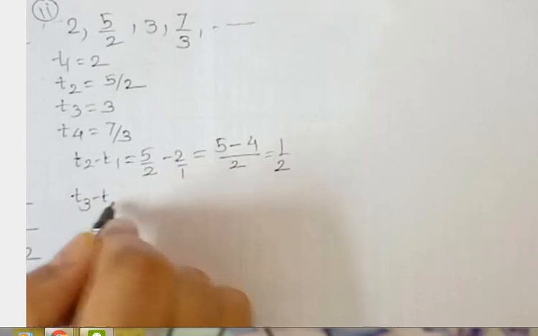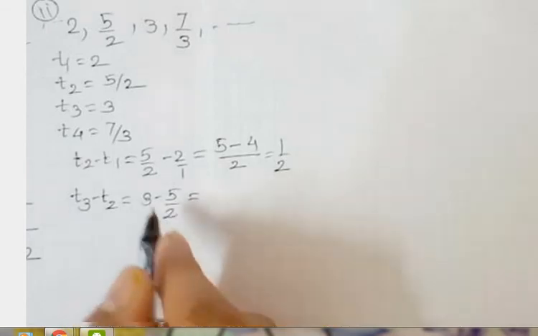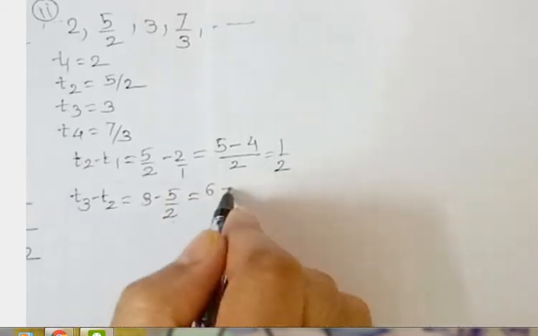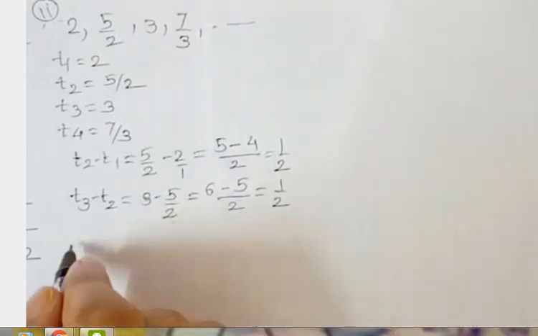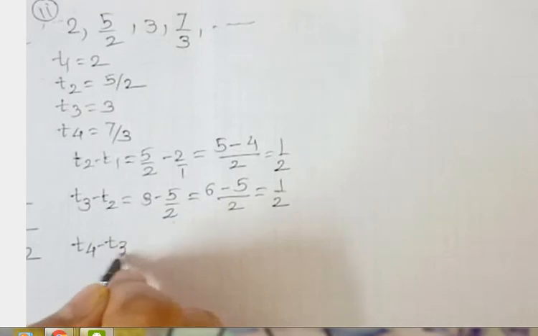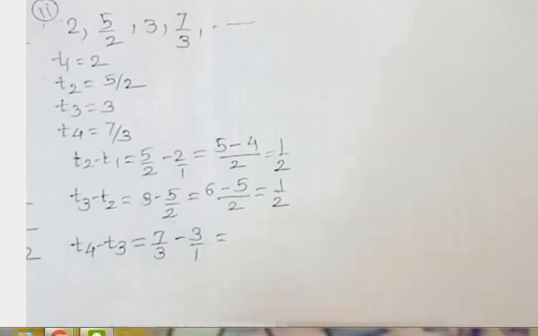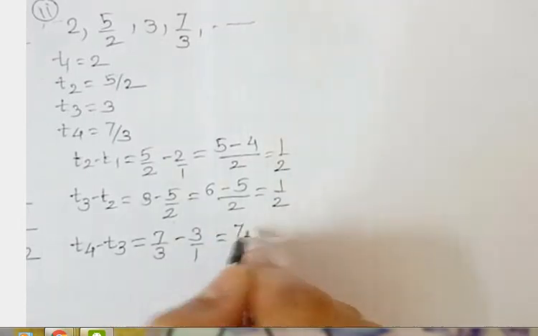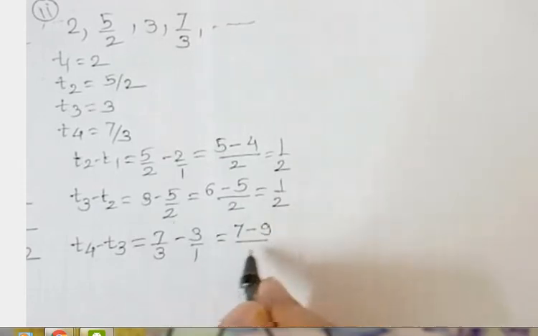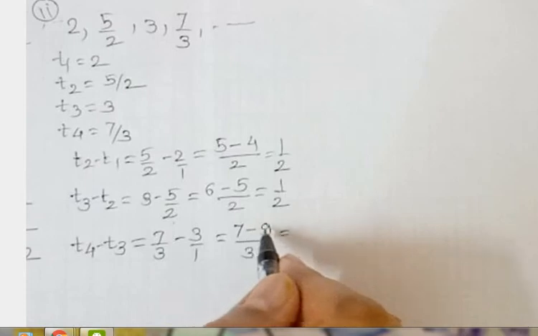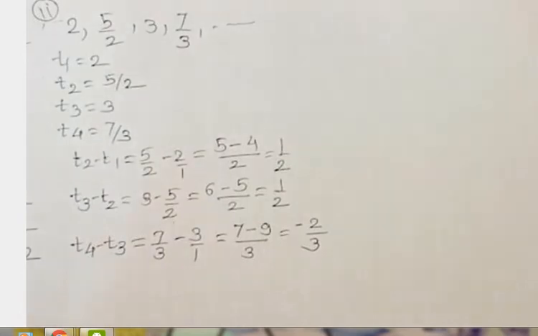Again T3 minus T2. T3 is 3 minus 5 by 2. Now 3 times 2 is 6 minus 5 upon 2, cross multiplication. 6 minus 5 is 1 by 2. Again T4 minus T3. T4 is 7 upon 3 minus T3 is 3 upon 1. Now 7 minus 3 times 3 is 9 upon 3. 7 minus 9 is minus 2 upon 3.